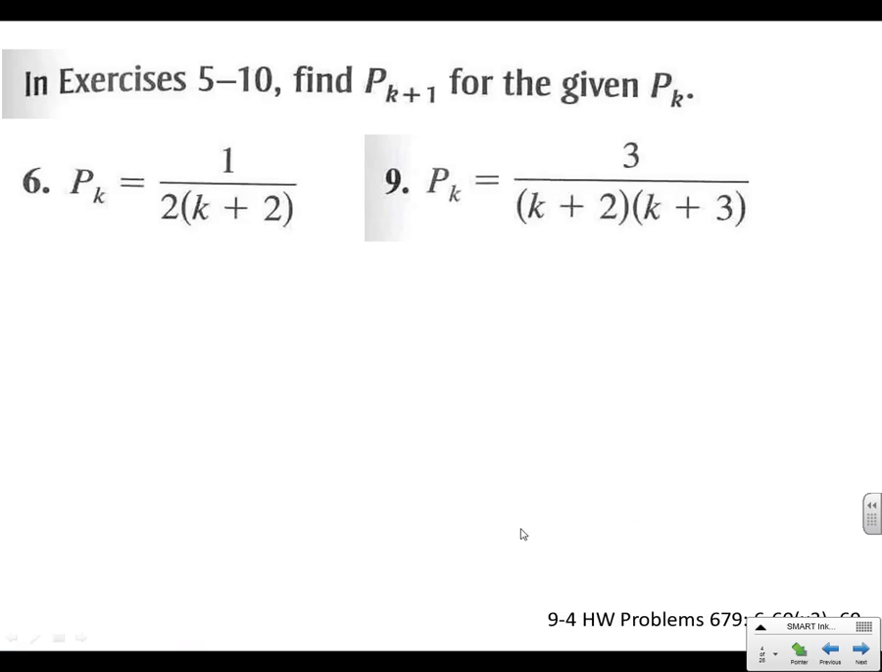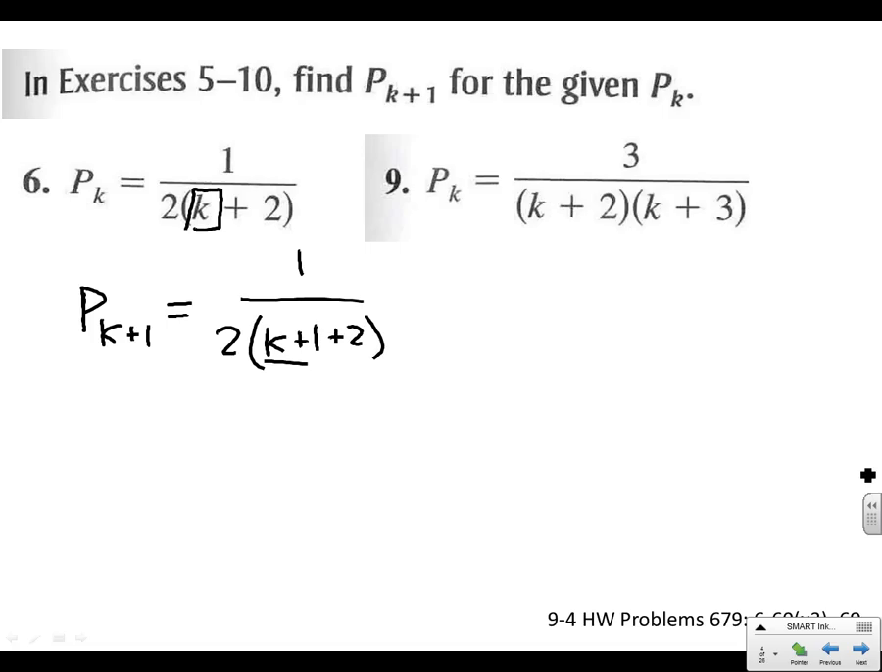Alright, these are the even homework problems for 9-4 mathematical induction. So problem 6 is the first one we'll tackle, and we're asked to find P of k plus 1. So everywhere we see k, we put in a k plus 1. So 1 over 2, and there's only one spot that we need to substitute here. This k turns into k plus 1. And we still have a plus 2 there. So we can just clean that up to get our final solution.